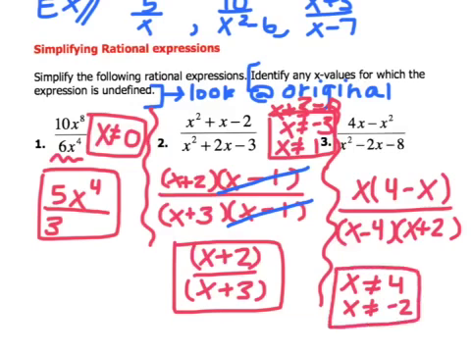Looking at our problem, ask yourself if there's anything that cancels. 4 minus x on the top and x minus 4 on the bottom look similar, but they're not the same thing. So unfortunately, this is as far as you can go with simplifying this example.